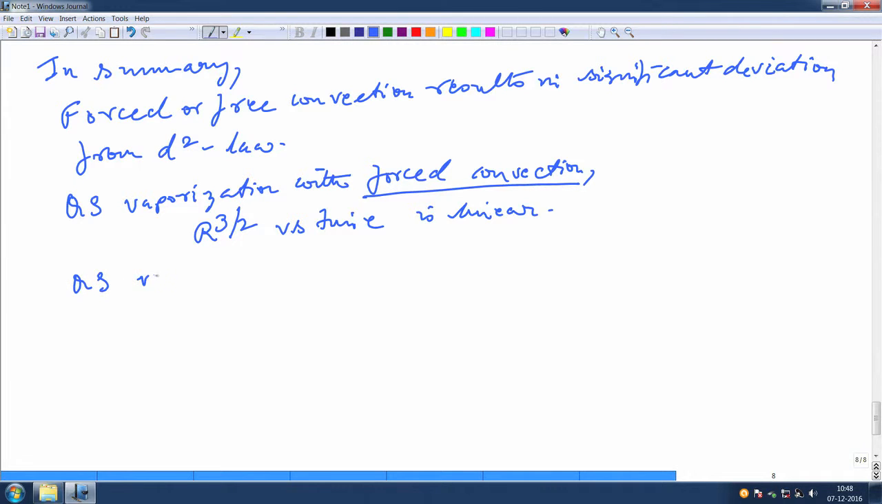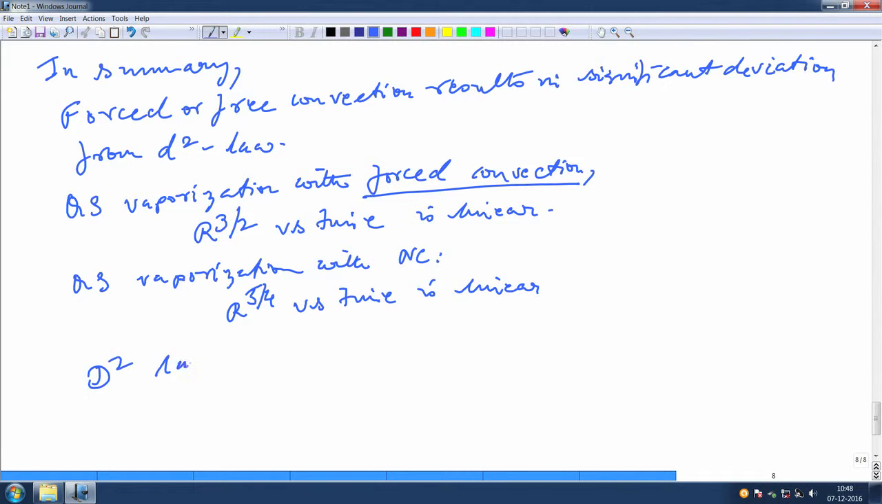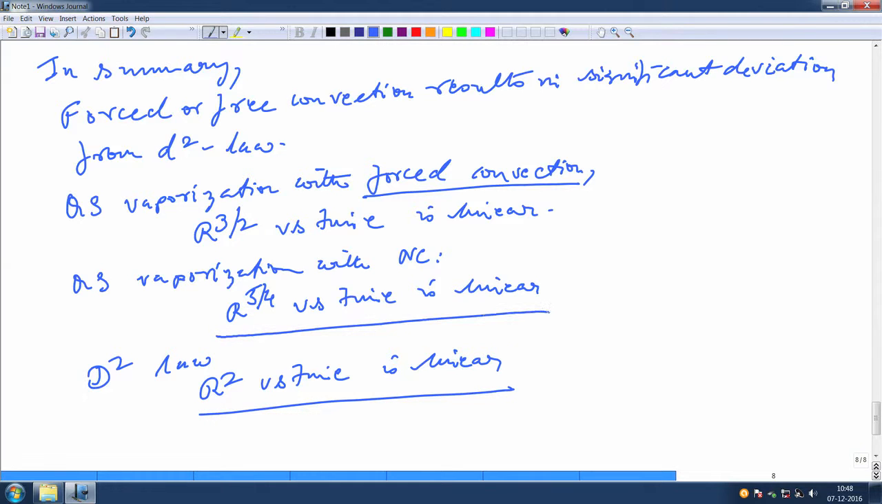For similar quasi steady vaporization with natural convection, NC results in r to the power of 5 by 4 versus time is linear, right. In the case of d square law, we know that r square versus time is linear, is not that so? So, this is r to the power of 5 by 4, this is r to the power of 3 by 2, right. So, there is a significant deviation from the d square law.